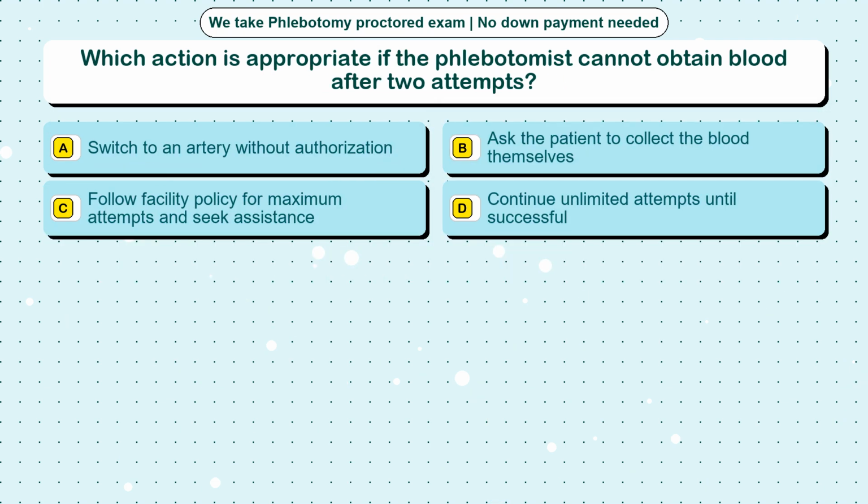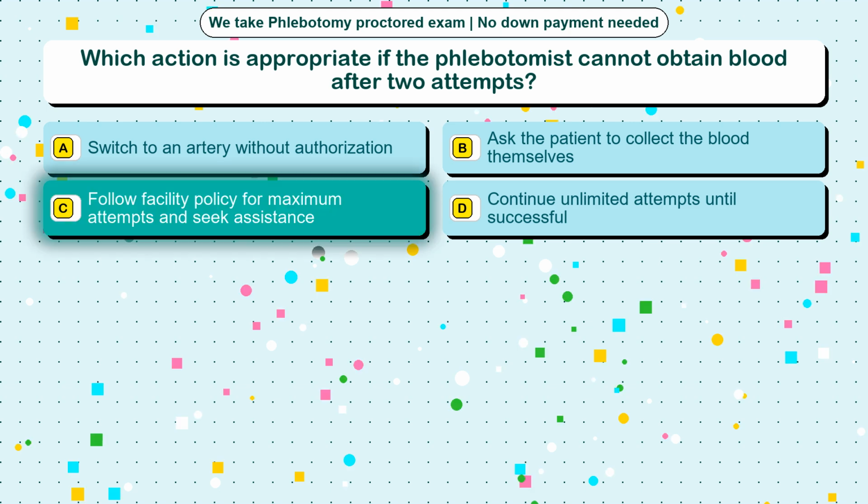Question 61. Which action is appropriate if the phlebotomist cannot obtain blood after 2 attempts? Option A. Switch to an artery without authorization. Option B. Ask the patient to collect the blood themselves. Option C. Follow facility policy for maximum attempts and seek assistance. Option D. Continue unlimited attempts until successful.